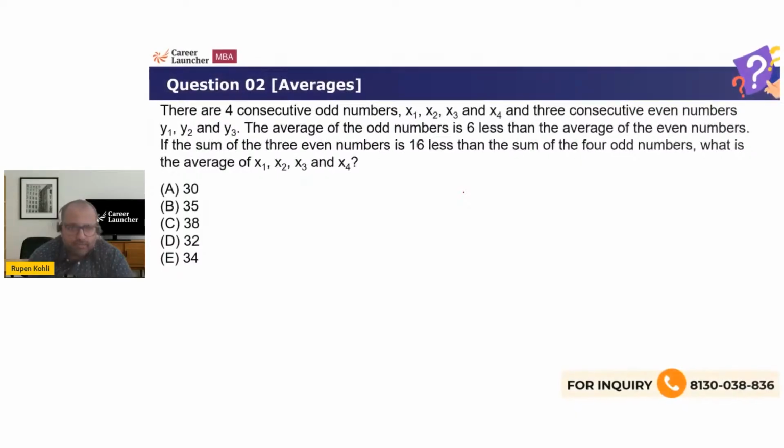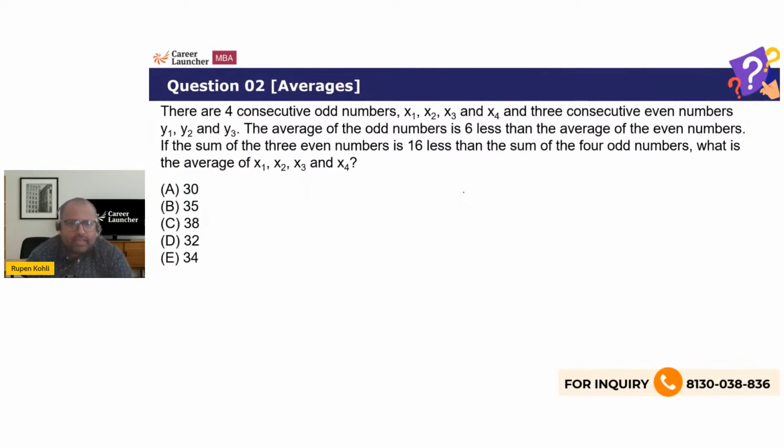Let's see the next one. Okay, so we have something on averages. The question defines a lot of variables here. There are 4 consecutive odd numbers, x1, x2, x3, and x4, and 3 consecutive even numbers, y1, y2, y3. Consecutive odd and consecutive even numbers both differ by 2. 1, 3, 5, 7 are odd numbers differing by 2, 2, 2, etc. Now, what is given? The average of the odd numbers is 6 less than the average of the even numbers. If the sum of the 3 even numbers is 16 less than the sum of the 4 odd numbers, what is the average of x1, x2, x3, and x4?